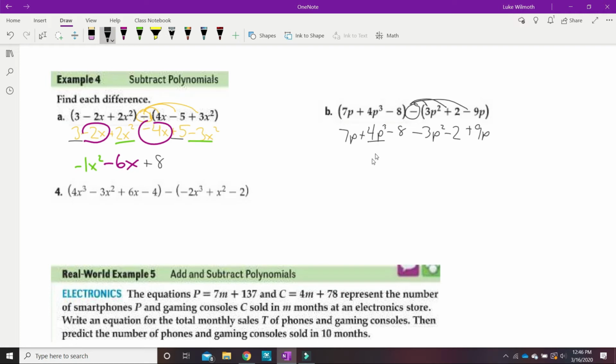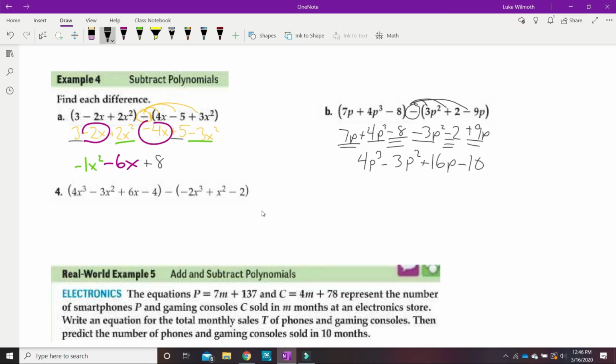And now we just combine the like terms like we did in the first problem. Nothing combines with the 4p cubed. I've got a negative 3p squared that nothing combines with. I do have a 7p and a 9p, which will add up to 16p. And then minus 8 plus or minus 2 is minus 10.